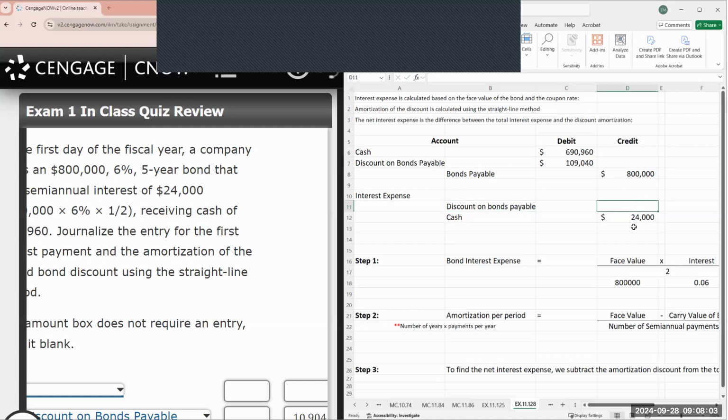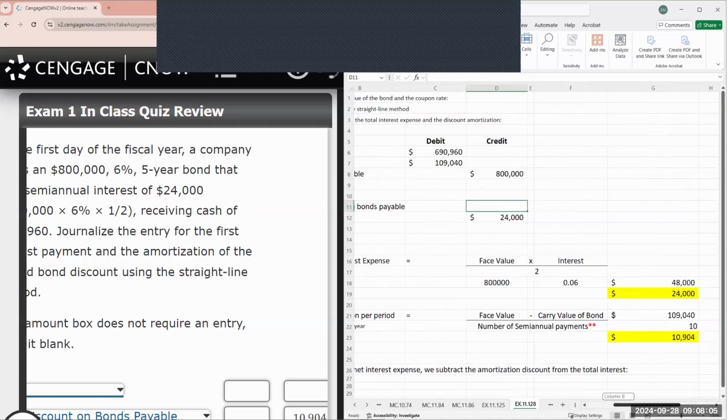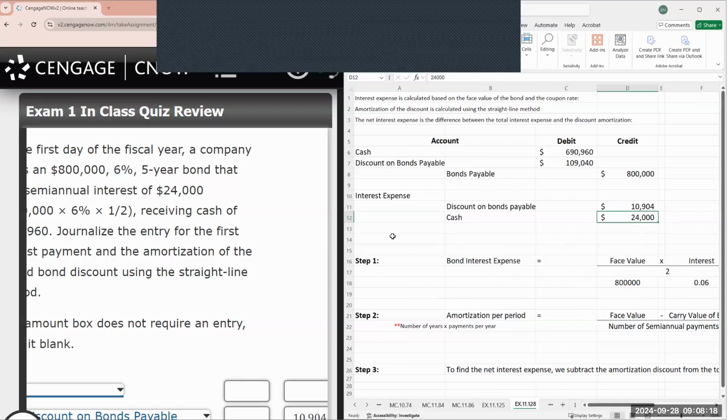And we know that we are using a straight line method. So as we just calculated, the face value of 800,000 minus the carrying value of 690,960, divided by 10. This $10,904 represents the decrease to the discount on bonds payable, the amortization over the 10 periods, the 5 years and 2 payments, 5 times 2.